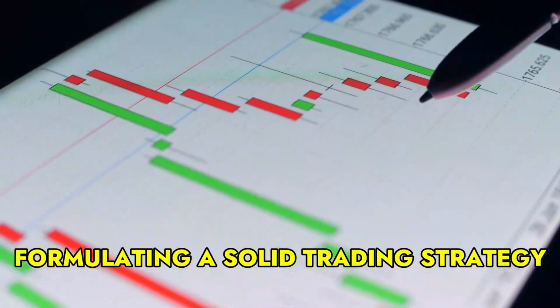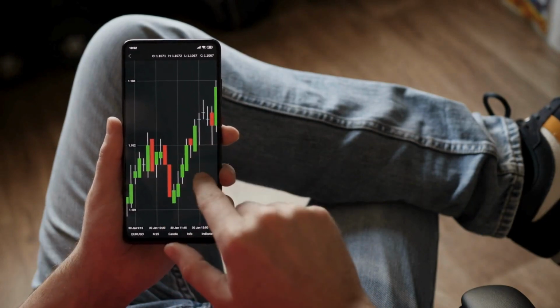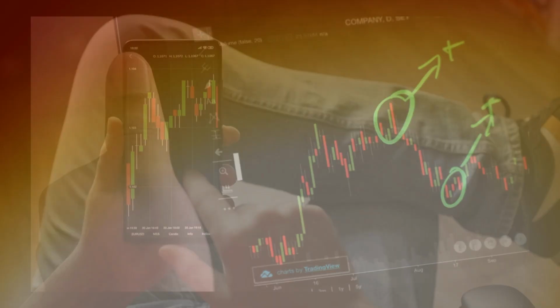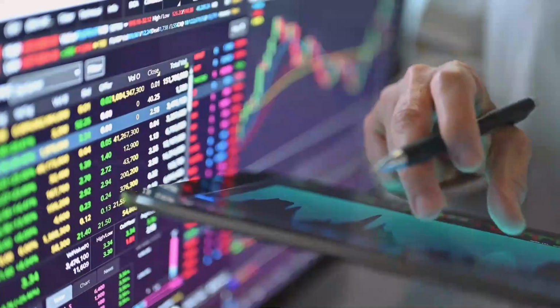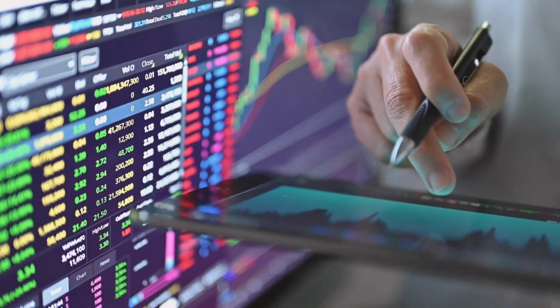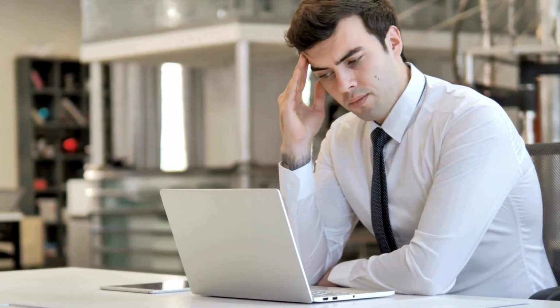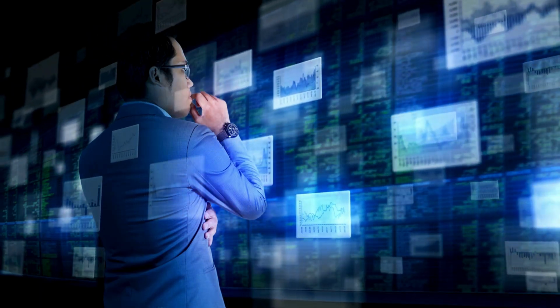Formulating a solid trading strategy. Embarking on your trading journey without a strategy is like setting sail without a compass. It's crucial to determine what type of trader you aspire to be. Are you a quick-thinking day trader, a patient swing trader, or a long-view investor? Deciding on the types of securities to trade and timing for entry and exit points are vital elements of your strategy. Equally important is risk management.